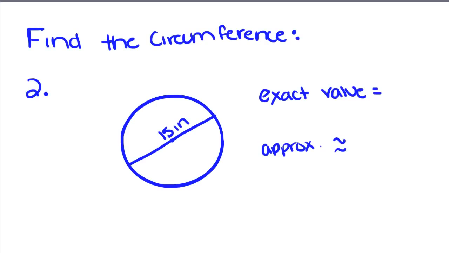So find the circumference. This time we're given diameter. But if we wanted to do the 2 pi r one instead of the pi d one, we would just divide 15 by 2 and you get 7.5. But I think it's just easier to use pi times diameter. So for an exact value, we get circumference is equal to 15 pi.